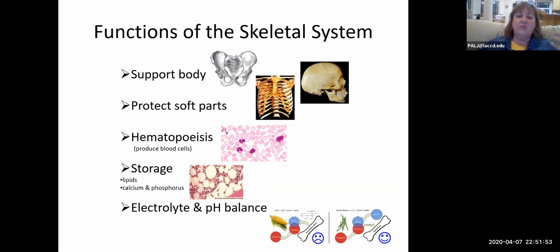In addition, bones store stuff. As you know, we've got lots of calcium in our bones. That's what's making them hard. We also can have some phosphorus. And I want to point out this picture. This is showing these typical round cells, the adipocytes, like we saw in adipose tissue. So I want to let you know, no matter how skinny you are, your bone marrow's got a few adipocytes in it. So there's lipid storage that goes on in your bones as well. And the last big function has to do with the electrolytes and pH balance. And a lot of that is related to calcium.